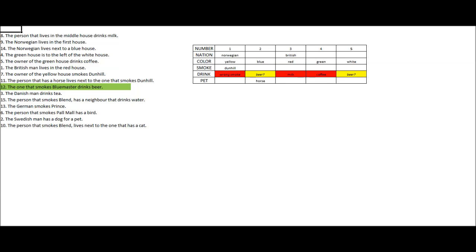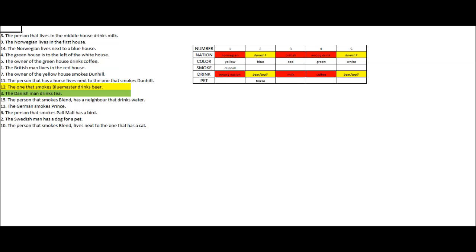The person that smokes Blue Master drinks beer. So slot 1 cannot be because they smoke Dunhills. That leaves slot 2 and 5 because they have their drinks, their beverages still open. So we're going to make a note of that and leave it for now.